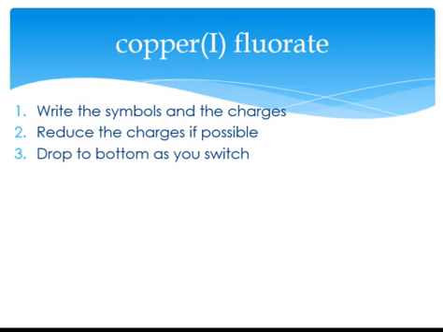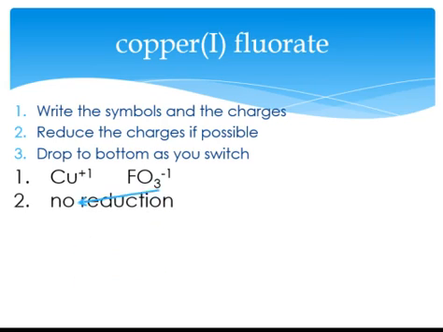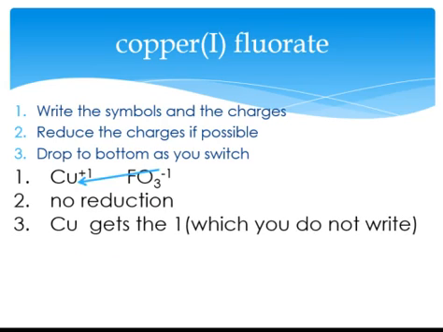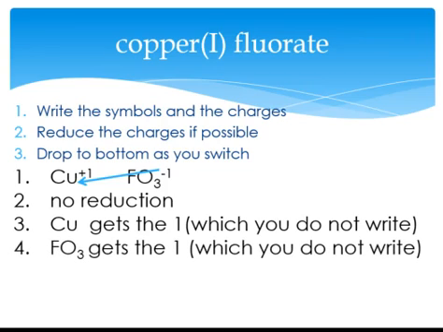All right, first step, symbols and charges. So copper with a Roman number 1 is a Cu plus 1, and fluorate is an FO3 minus 1. Reduce if you can. I can't, they're both 1s. Switch to subscripts. So Cu gets the 1 and the FO3 gets the 1, neither of which you write. And when you are putting 1s, you don't put parentheses. So CuFO3 is the formula for copper 1 fluorate.